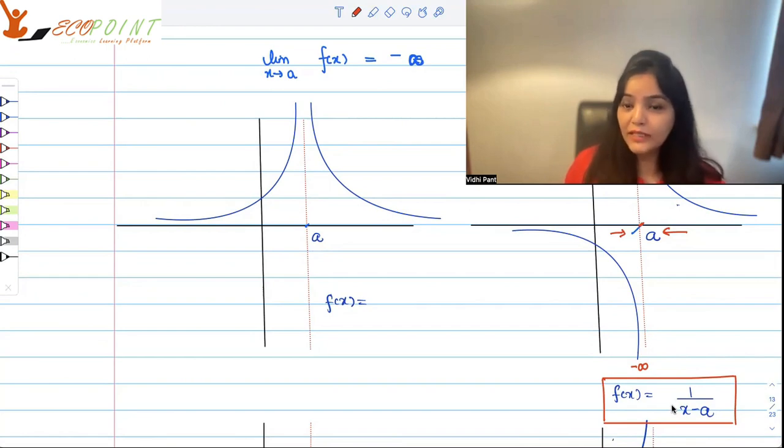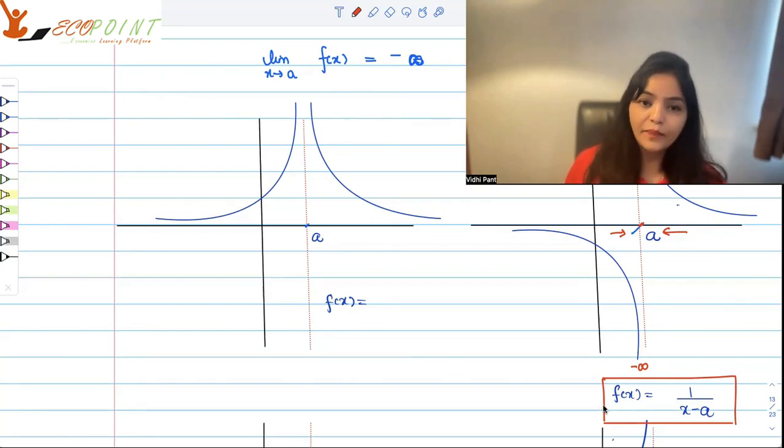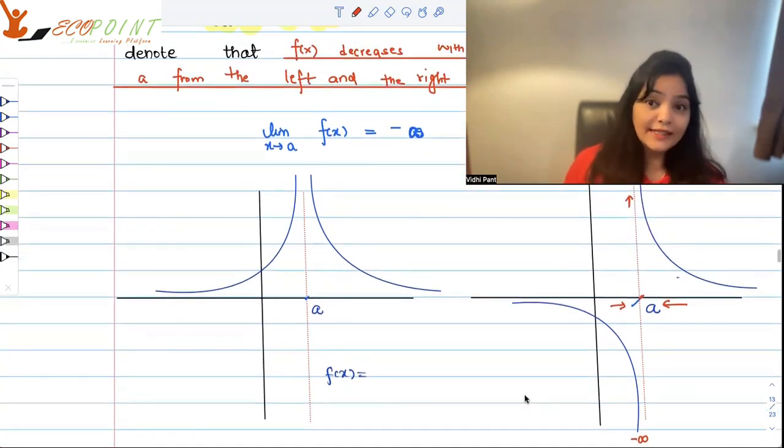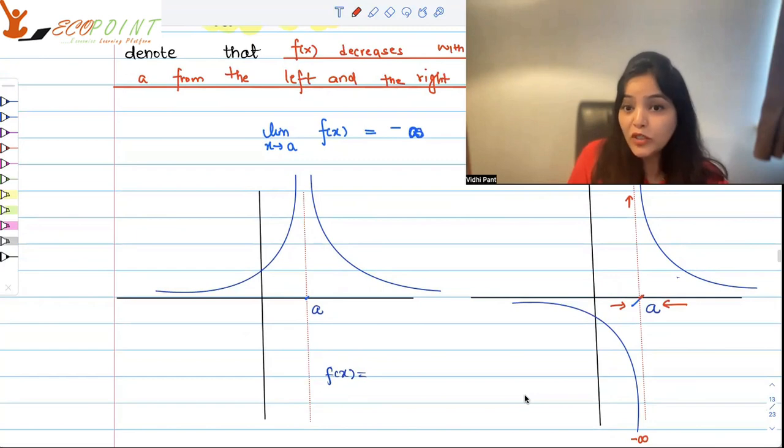Now, this time I'm taking a different number, say a. You can take x minus 1, x minus 2. In fact, practice it like that. Now, with this, I want you to pause here and guess what kind of a graph is this? What functional notation should this graph have?